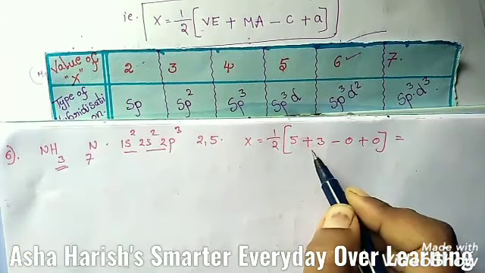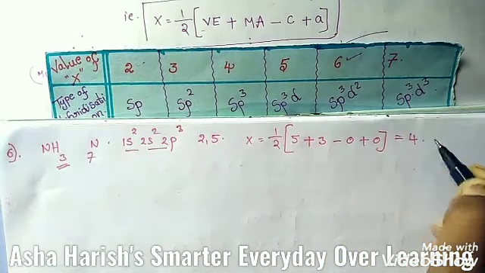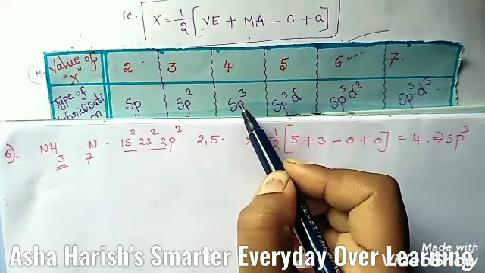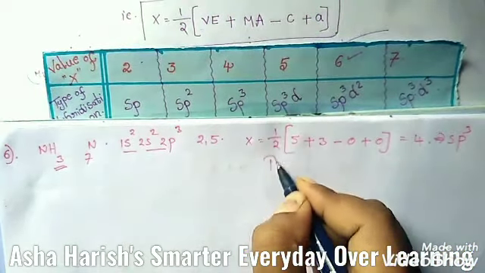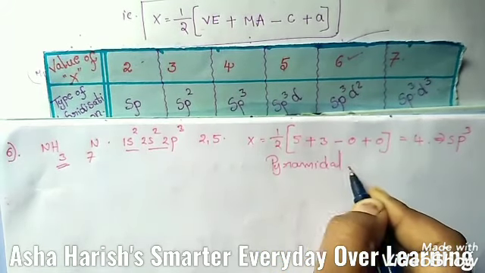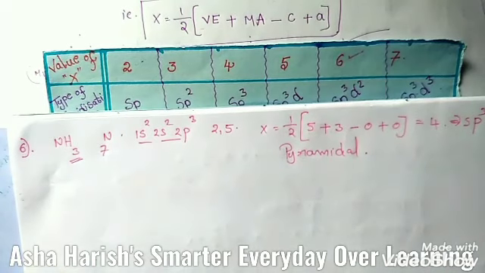half into 5 plus 3, right? 5 plus 3 is 8, half into 8 is 4. 4 means that is sp3. Here sp3 hybridization, and the shape should be pyramidal. Okay, this is about NH3.